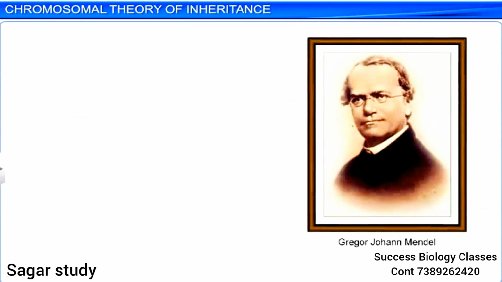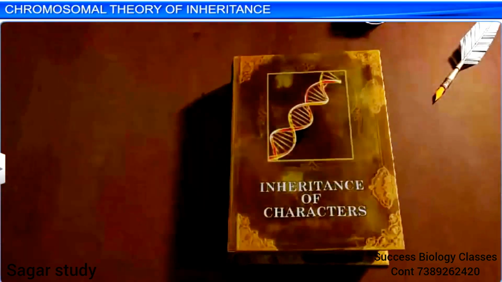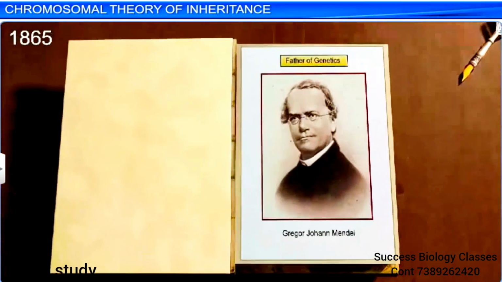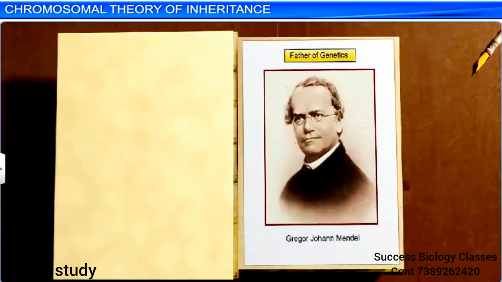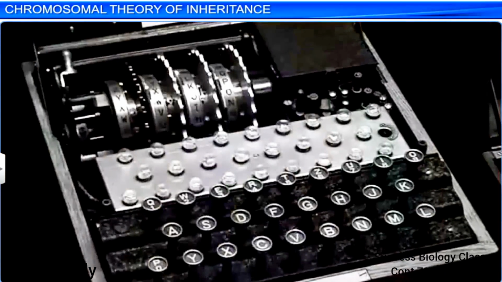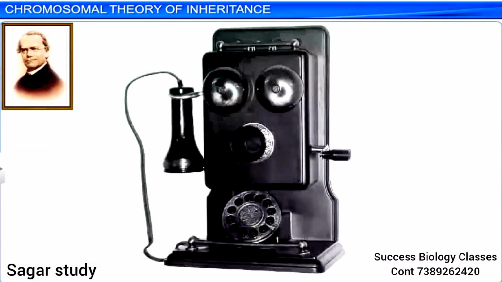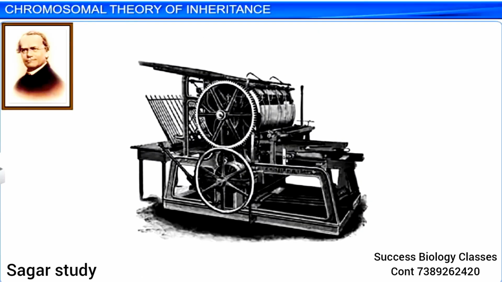Gregor Mendel, the father of modern genetics, not only researched pea plants, but also carried out several experiments with honeybees. In fact, by 1865, Mendel had published his work on inheritance of characters. However, his work did not receive due recognition until the beginning of the 20th century due to several reasons. Firstly, Mendel's work couldn't be widely publicized because means of communication in those days were not well developed as they are today.